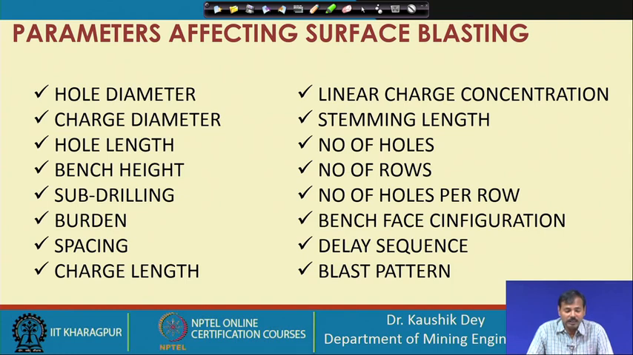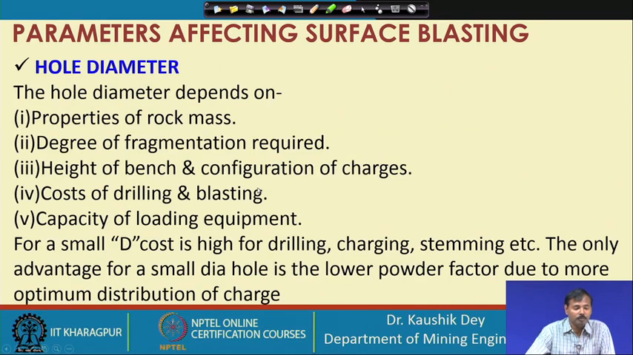So, these are basically the parameters which affect surface blasting, and let us go through them one by one, starting with hole diameter. The diameter of the hole depends on the rock mass properties, degree of fragmentation required, height of bench and configuration of the charge, cost of drilling and blasting, and capacity of the loading equipment. Now, in this case, let us discuss two things. First is if the diameter is small, and if the diameter is large.